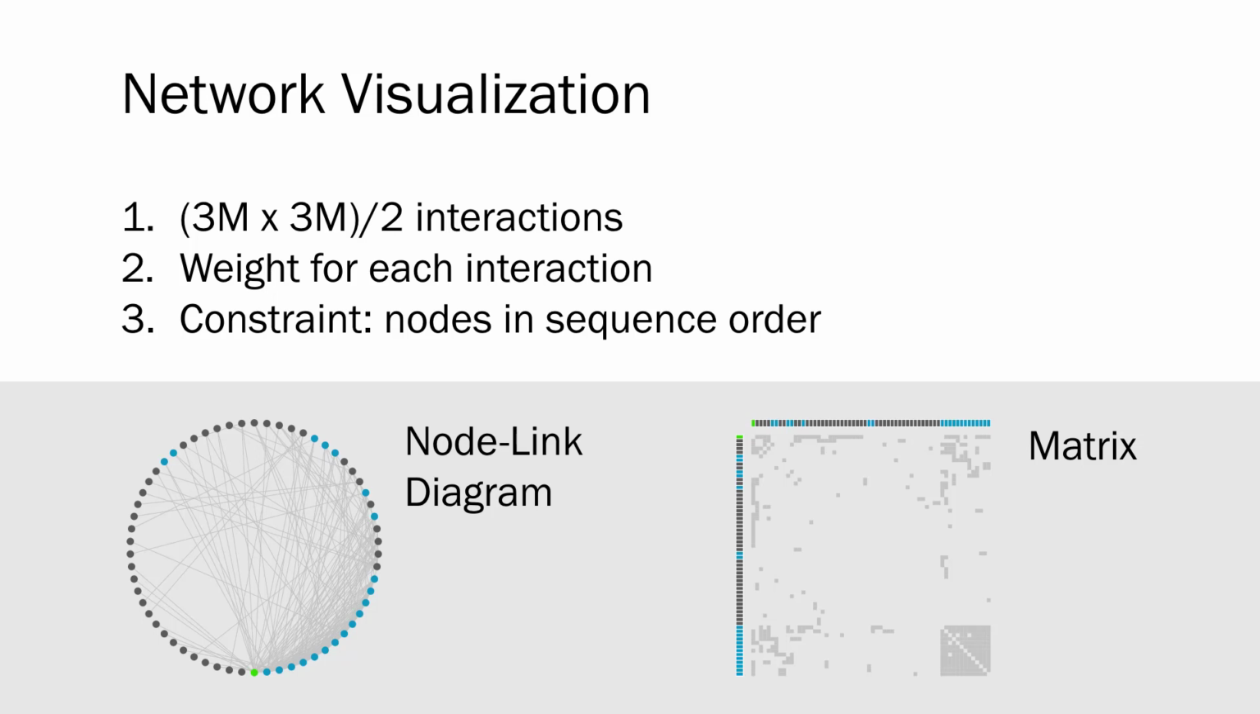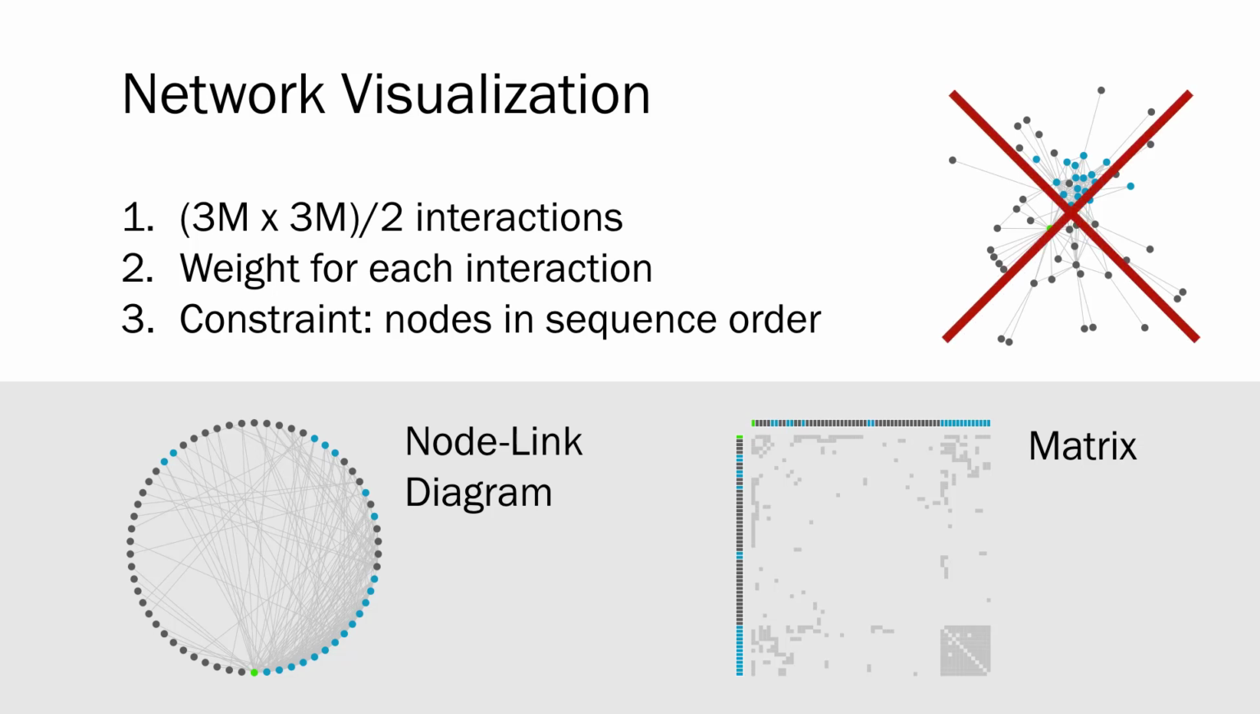Or in this case, when you take a matrix visualization approach, they also have to be in the same order as these are in the genome. Otherwise, we wouldn't be able to interpret it. This force-directed layout does not maintain the sequence order, so we can't use that for visualization. But here are basically the two main approaches that people use.